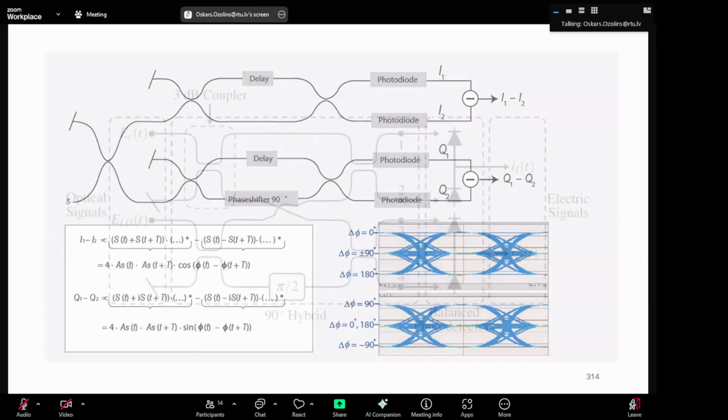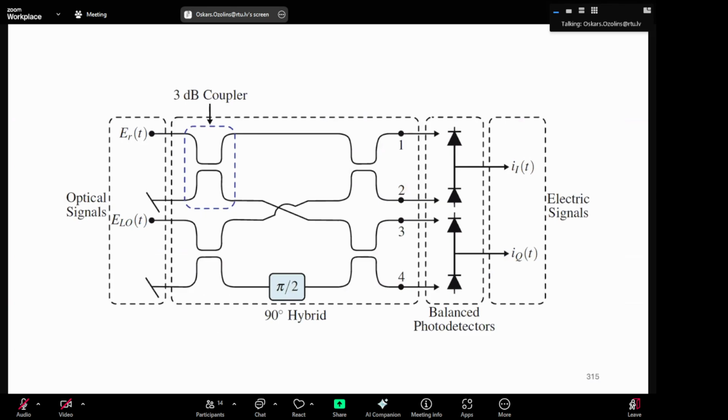And if we look more detailed at how it is done for IQ, you get the 3 dB coupler here, 3 dB coupler here, and here. So you put the signal and the local oscillator, and they mix together. And this is, as I said, this 90-degree hybrid where I have a 90-degree phase shift. And this is your optical signal in input, and then balanced photodetectors.